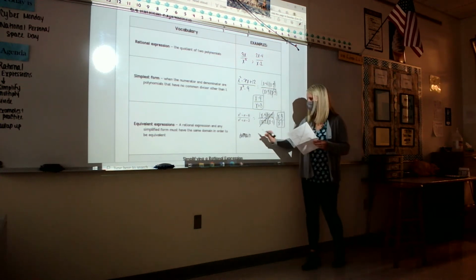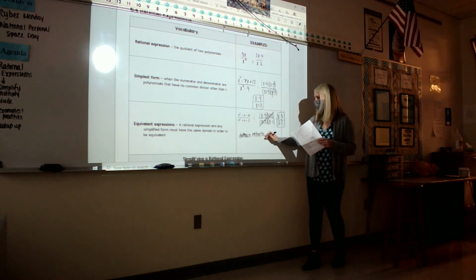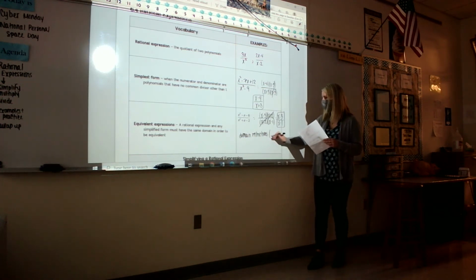Actually, I'm going to put domain restrictions, aka, if you want to make a little note to yourself, denominator cannot equal 0.